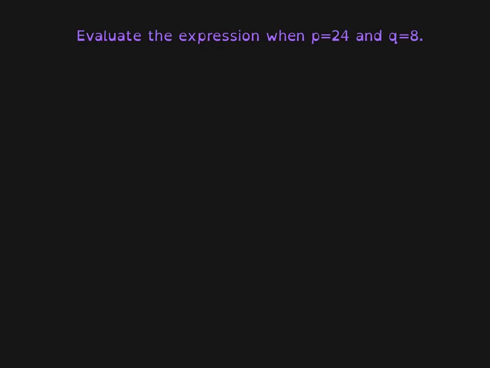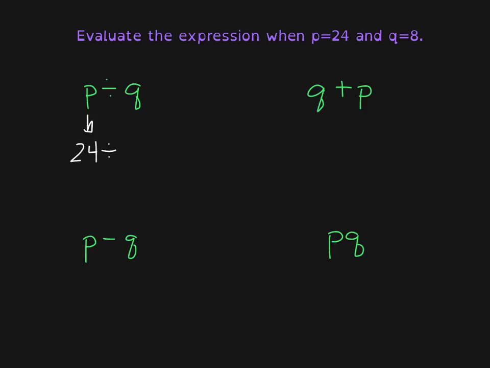You might find directions like this where it says evaluate the expression when p equals 24 and q equals 8, and then it just gives you 4 problems with p and q in there. So sort of like this. So you're given 4 different problems here, or expressions, to solve. So basically, you just need to remember what you have to do to fill these in. So if p equals 24, this is going to be 24. Keep my division sign. Q is 8.